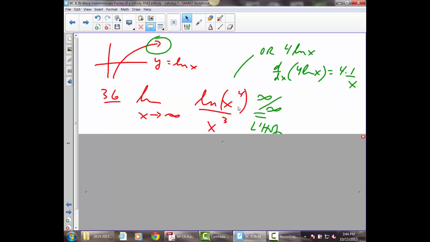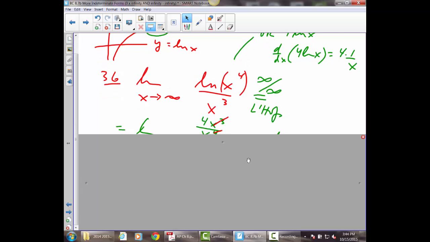Limit as x goes to infinity of the ln of x to the 4th over x cubed. So y equals ln x because the base is e, bigger than 1, rises. So you can see from the graph that y equals ln of x to the 4th is still going to rise forever, and therefore the limit of the numerator will be infinity over infinity cubed, which is infinity.